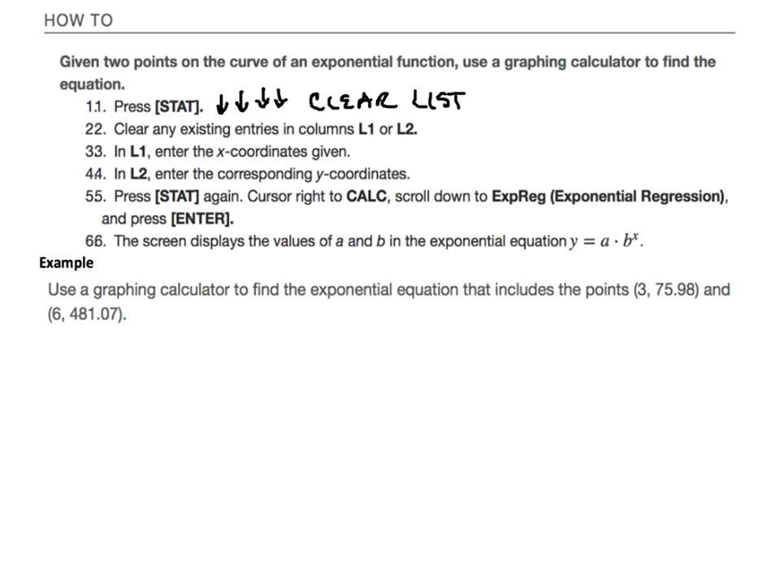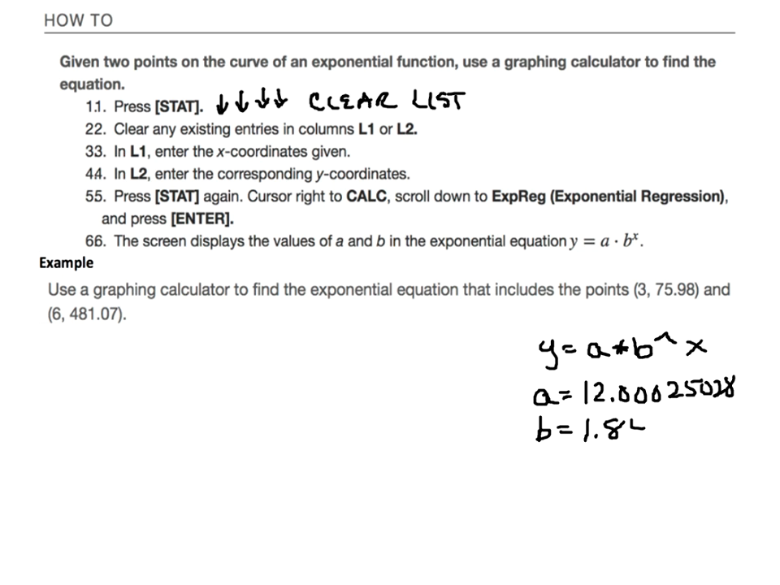Actually, I'm going to write it on the screen in case you can't see it. It's giving me this function in the form of y equals a times b raised to the x power. So it's giving me an exponential function. It tells me my initial value is 12.000250028. It tells me my b value is 1.84999197.